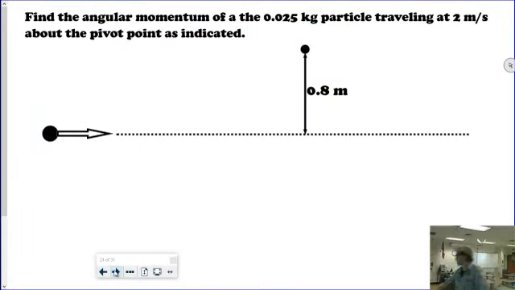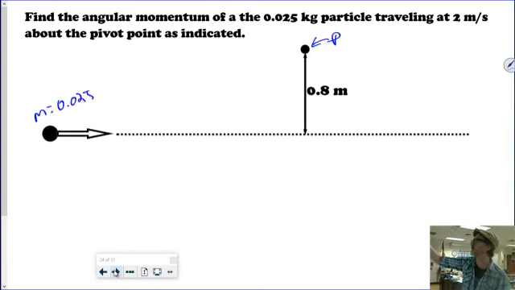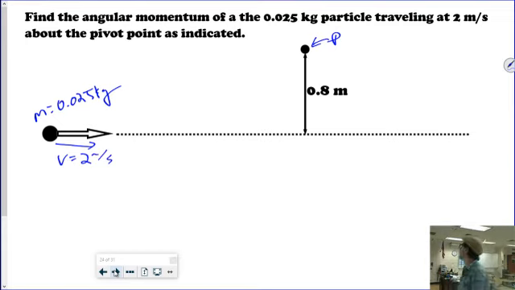All right, so here we've got a pivot point. It says find the angular momentum of the 0.25 kilogram particle. So here's our particle, and it's traveling along this way. It's going to follow this dotted line at 2 meters a second. And we are going to find its angular momentum about this pivot point up here.